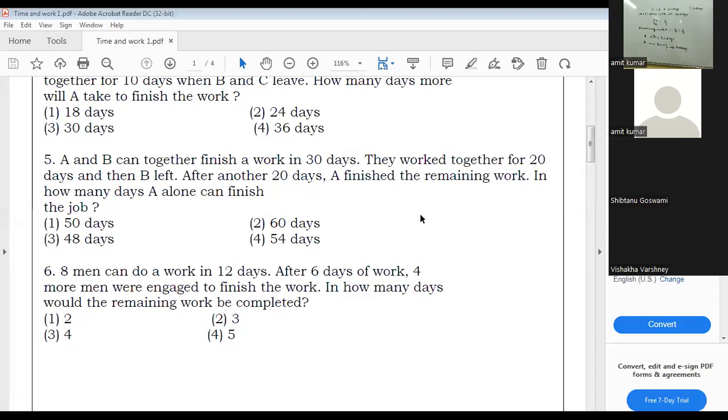First, we have to find the fraction of work that was completed in the number of days worked, which is 20. A plus B can do the whole work in 30 days. They work together for 20 days. So what fraction was completed working together in 20 days? That is 2/3. Remaining work will be 1 minus 2/3, that is 1/3. Then B left. A alone can do the remaining work in 20 days. So A alone can do the whole work in 60 days. Is it clear?